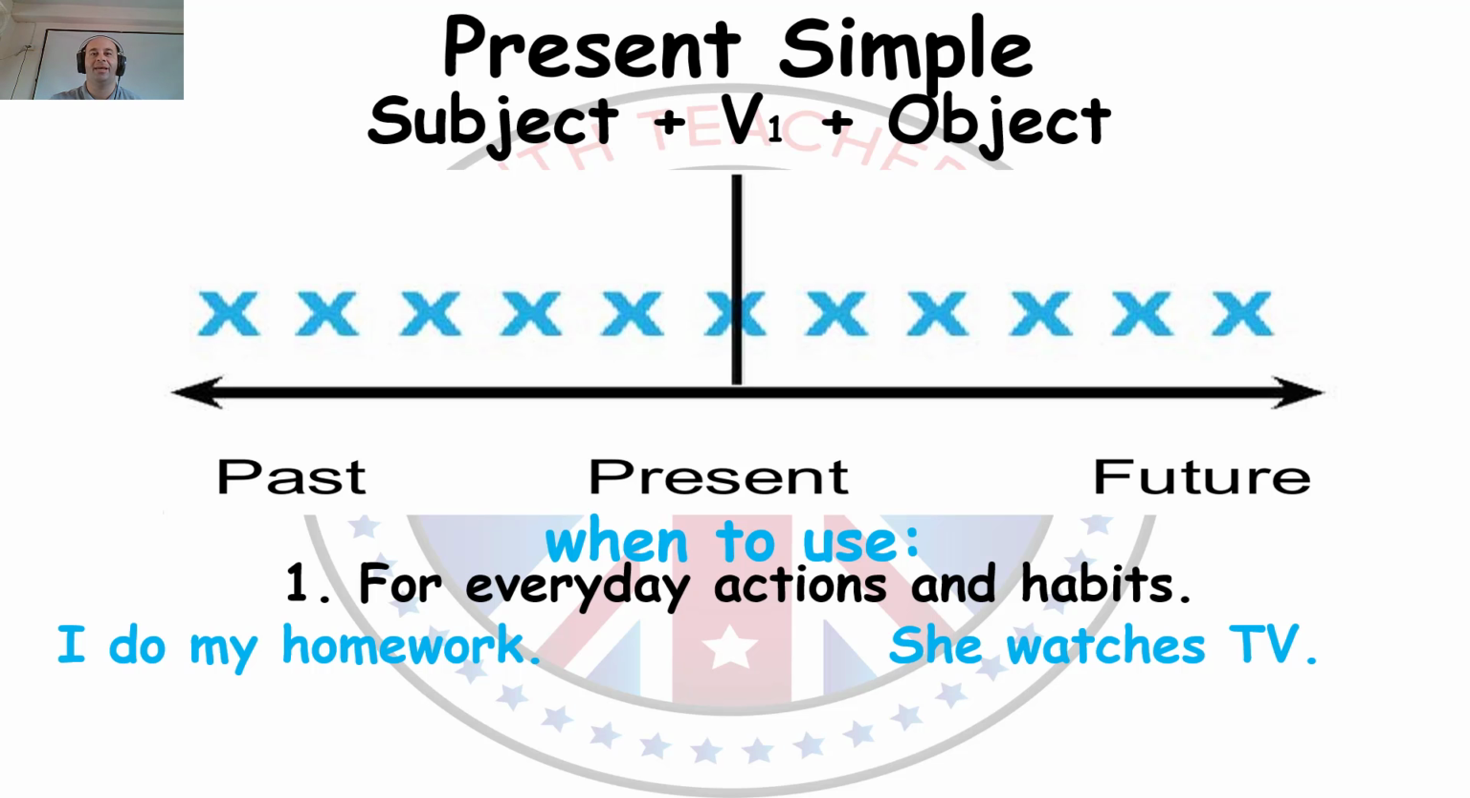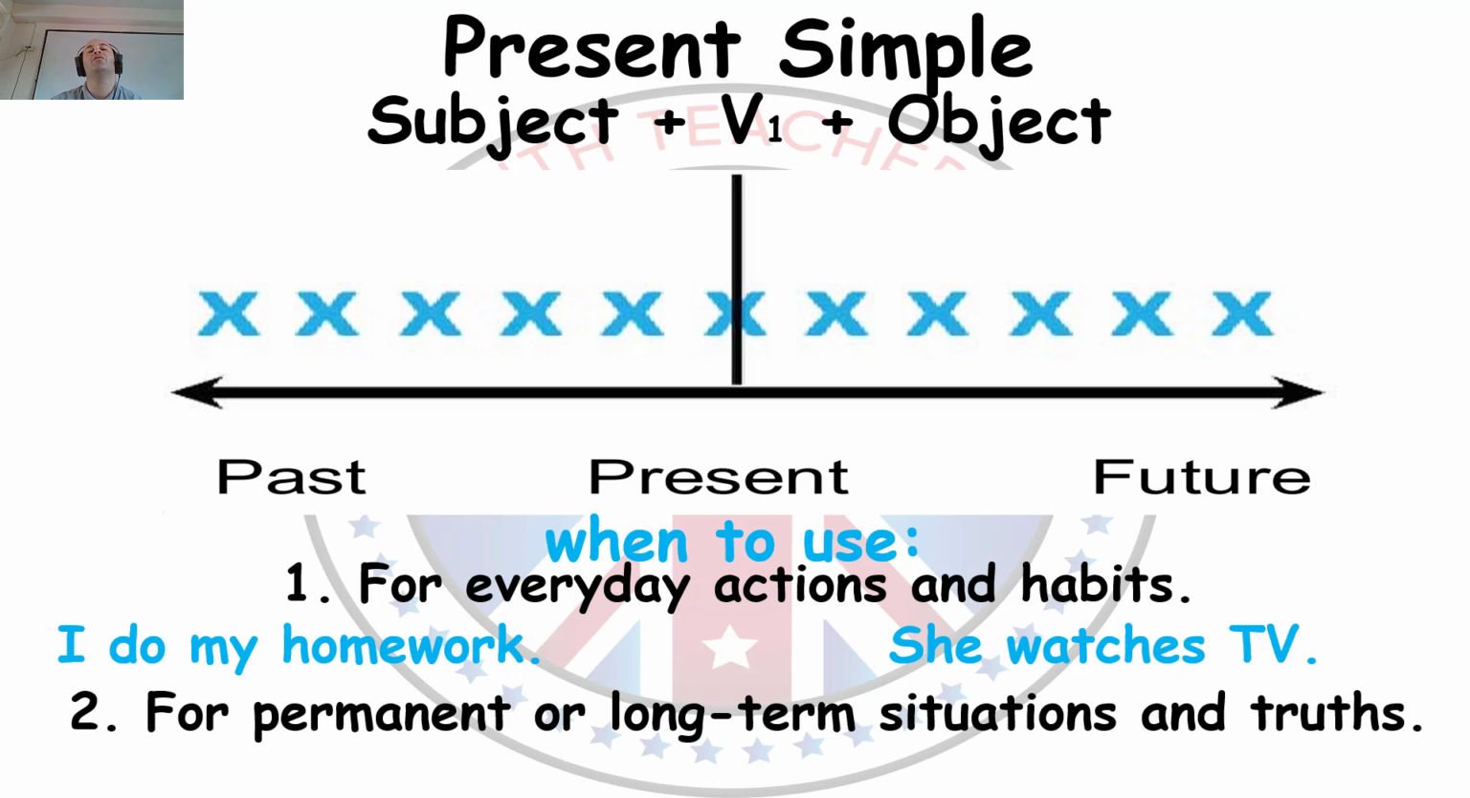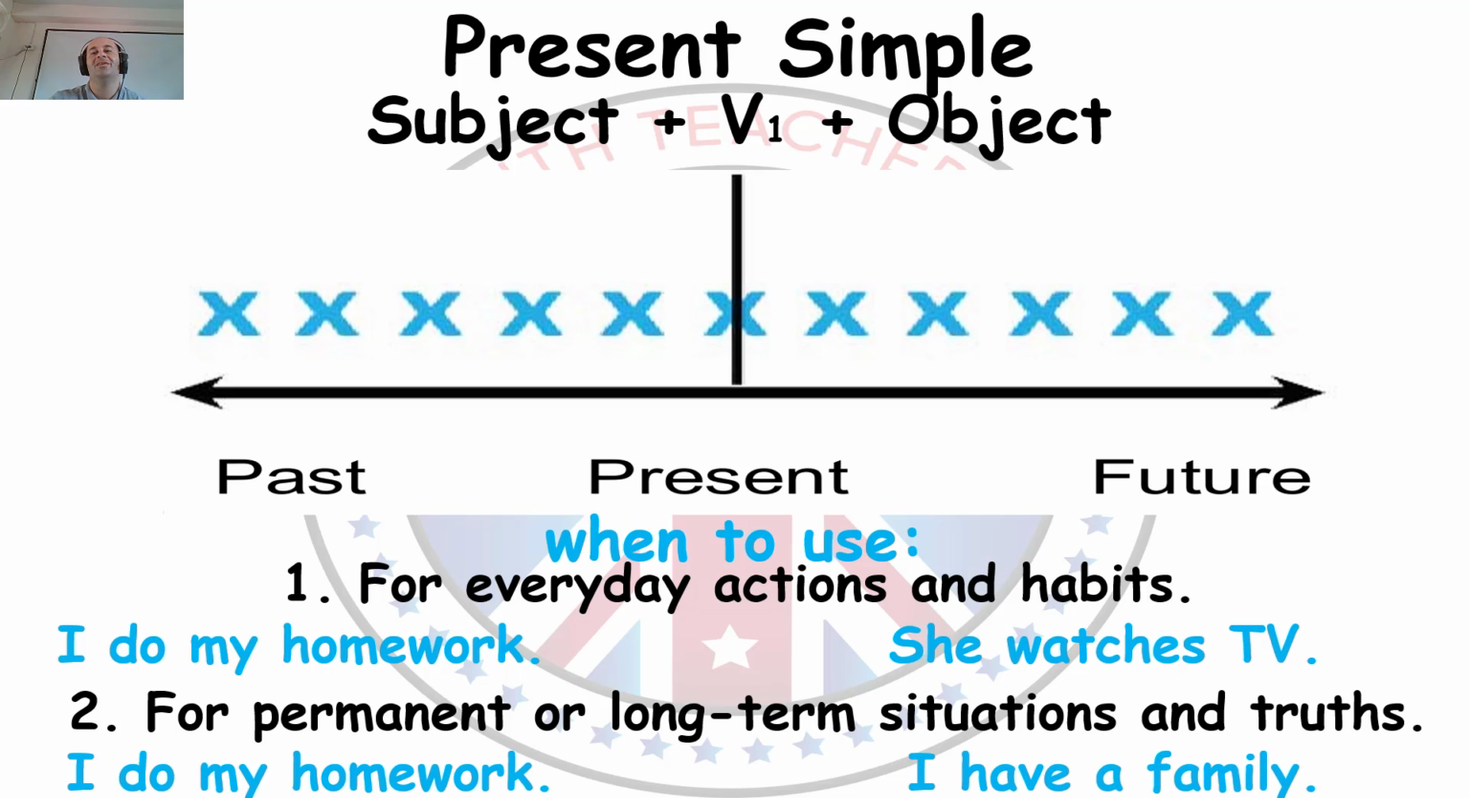Is that my habit? The second one is for a permanent or long-term situation and a truth. An example would be, again, I do my homework every day. That is a permanent thing. Or I have a family, or I live in Thailand, or something like this. It's a permanent or long-term situation, or it's a truth. I like spaghetti, anything like that. But just remember, everyday actions and habits, things we do every day, we would use the present simple.